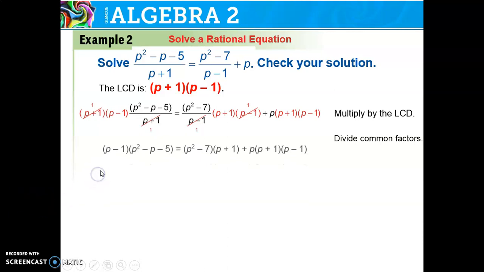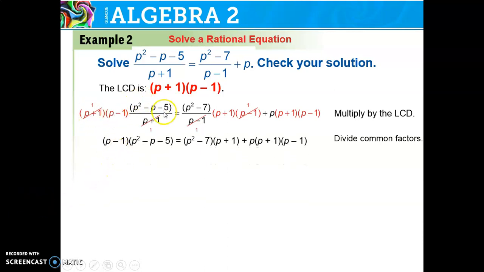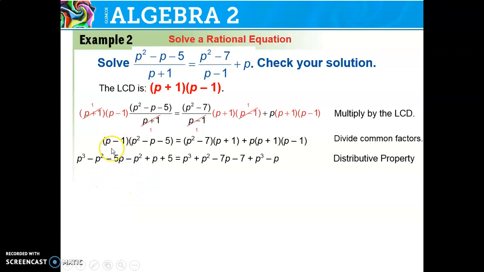When we divide the common factors, we have p minus 1 times p squared minus p minus 5 equals p squared minus 7 times p plus 1 plus p times p plus 1 times p minus 1. Now we have the fun task of multiplying it all out by distributing p to each of these terms, -1 to each of these terms. FOIL this, multiply all this out, and combine your like terms.